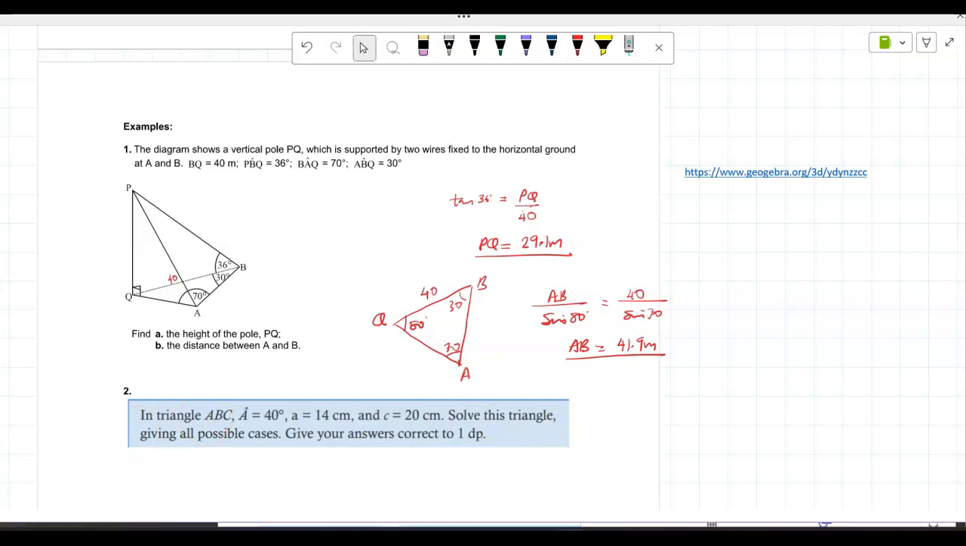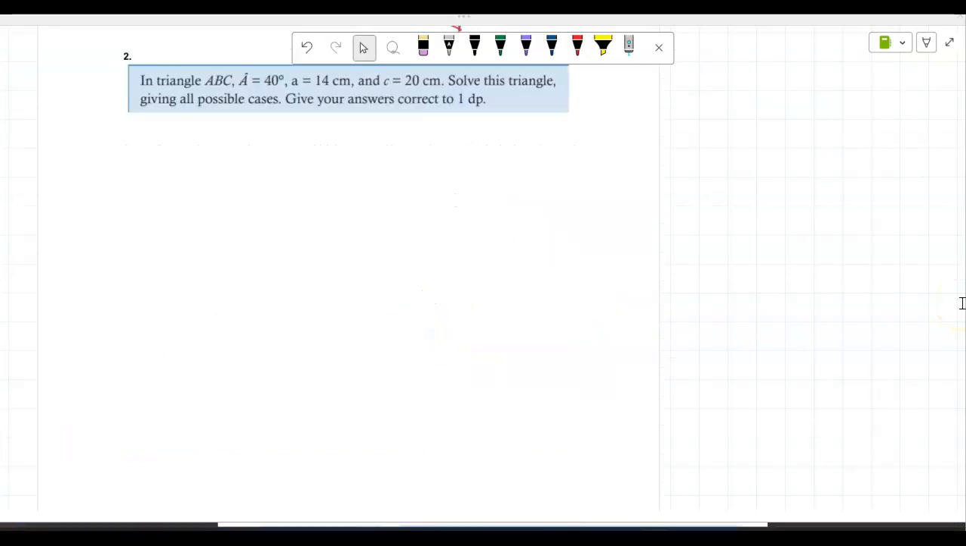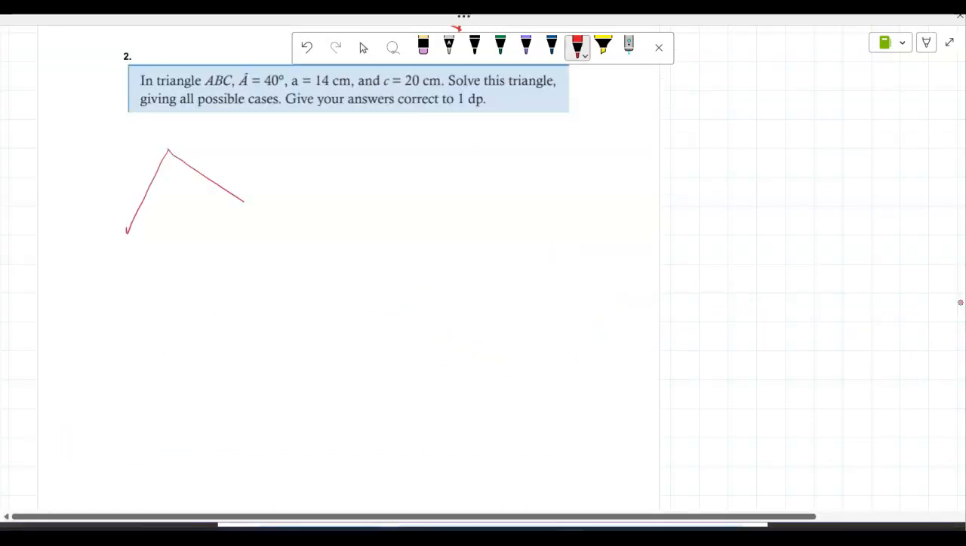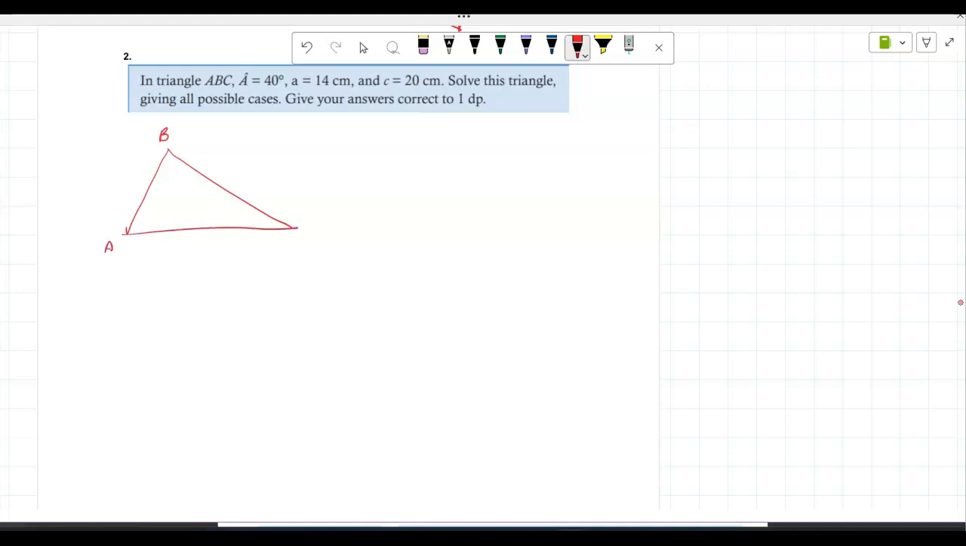So in triangle ABC, if I draw this A, B, C, side opposite A is a, side opposite B is b, side opposite C is c. This is 14, this is 20 centimeters, correct? And angle A is 40 degrees. Okay, solve this triangle for all possible cases.